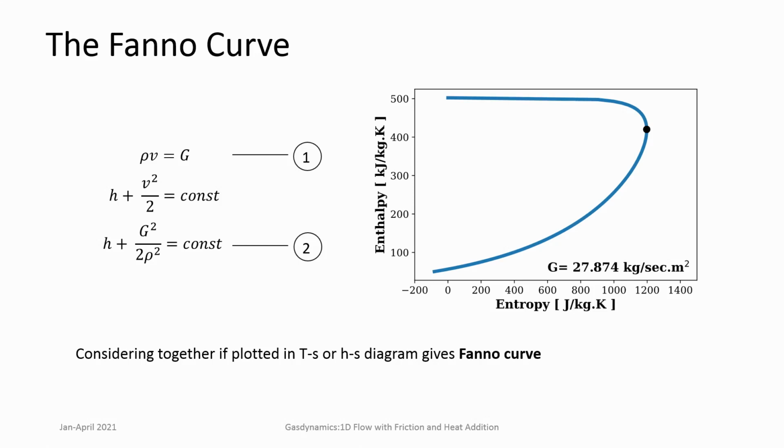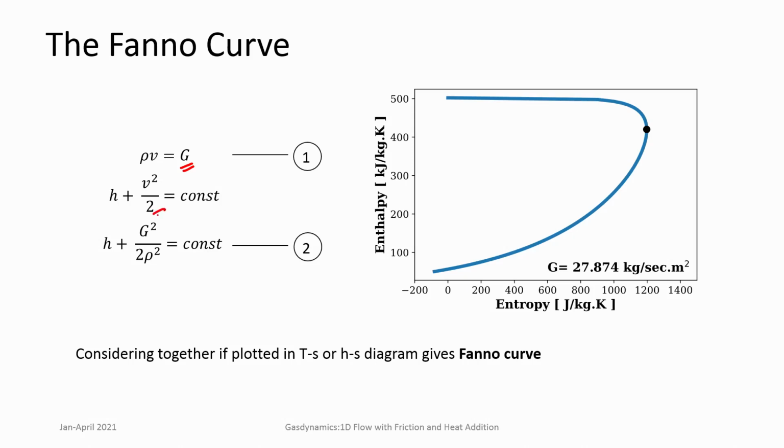In fact, almost all aspects of Fanno flow will be covered just by means of one single curve, which is the Fanno curve. How do we get to this curve? You consider two equations: the mass flux, rho v, is constant, and it is given a parameter G. This parameter G will come again and again in the descriptions. The other one is total enthalpy, or h plus V square by 2, is a constant.